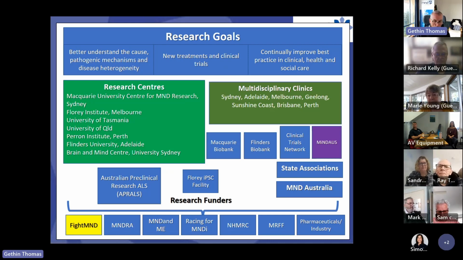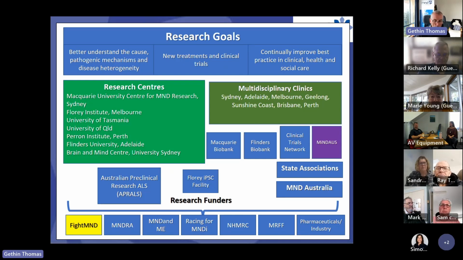And then also on the more basic side, we have a facility at the Florey Institute in Melbourne, which collects cells from patients, and we can grow those into neurons. In a lab environment, we can start looking directly at neurons derived from people with MND. And stemming from these sorts of studies is the Australian Preclinical Research ALS, the APRILS network, which is a group of basic researchers who are all working together and sharing reagents and resources to try and push new treatments through the preclinical stages, the basic research stages, so they can move into clinical trial more quickly.